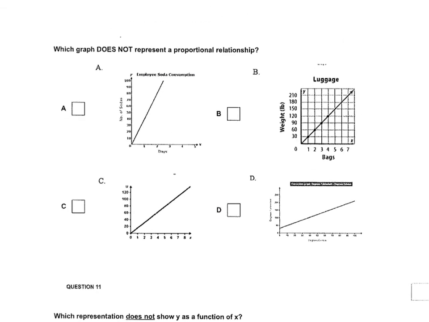Which graph does not represent a proportional relationship? So which one does not go through the origin?